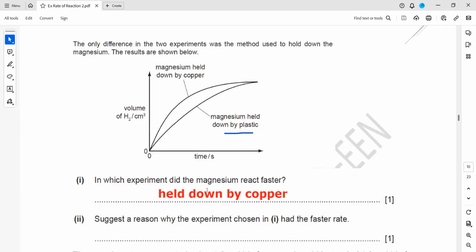Suggest a reason why this experiment had a faster rate. What might be a reason? Can you say a reason? Why do you think this reaction is faster, as we discussed? This is faster and this is slower. What could be a reason here? Think about it. The only thing we change is that one is held with the copper and the other one with plastic. So what might be a reason?